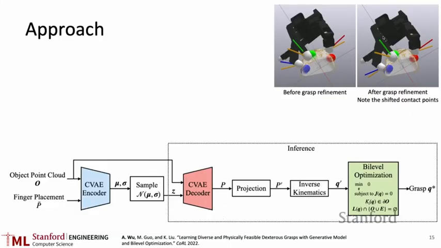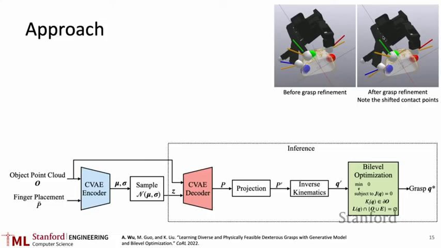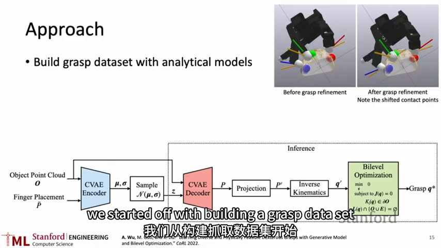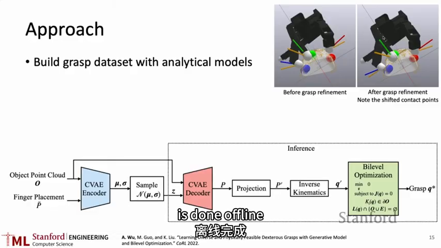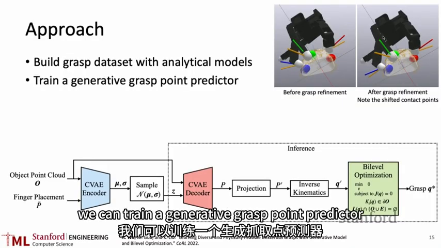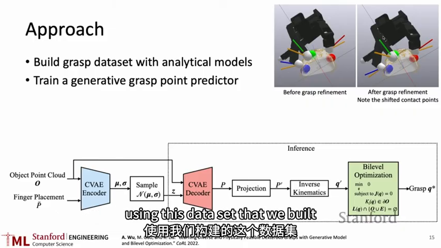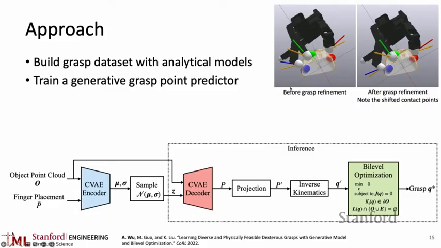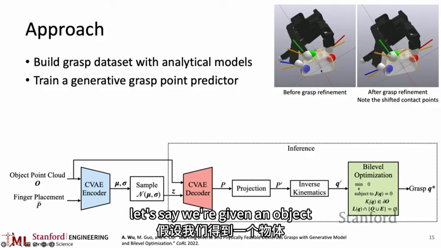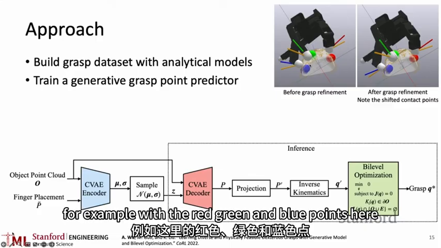So in this work, we propose a pipeline to generate dexterous grasps by combining learning and optimization. In particular, we started off by building a grasp data set with an analytical model. Again, this is an expensive process, but it is done offline. Then we train a generative grasp point predictor, in particular a conditional variational autoencoder, using this data set that we built. If we look at the figure up here, let's say we're given an object. We can train this model to predict where we should place the fingers, for example the red, green, and blue points here.